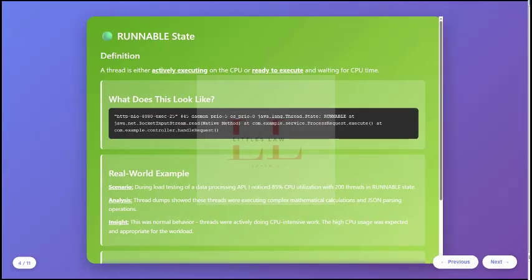So let's start with the very first one, my favorite, the runnable state. A thread in runnable state is either actively executing on the CPU or ready to execute and waiting for the CPU time.